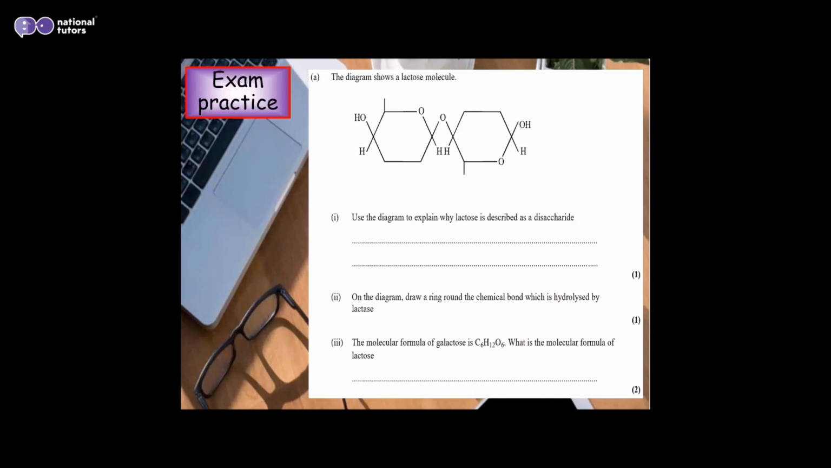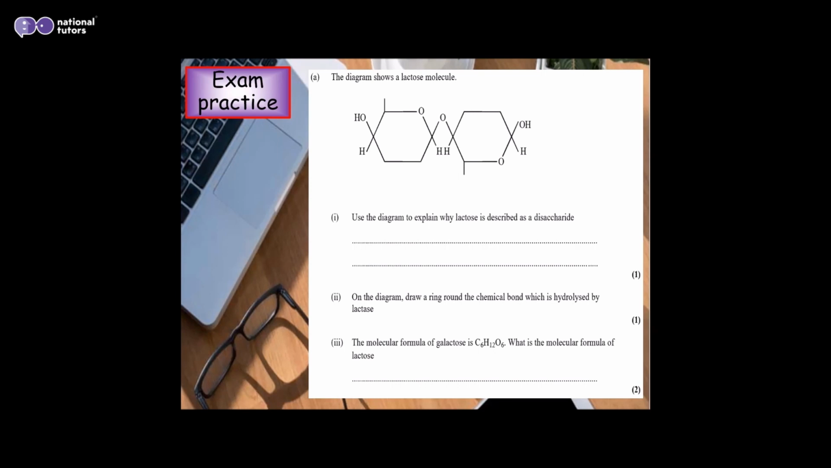You might want to sketch the top one or just write down where it says. So, use the diagram to explain why lactose is described as a disaccharide. That's the first mark. It's only a 1 marker. On the diagram, draw a ring round the chemical bond where it's hydrolyzed by lactase, which is the enzyme that breaks down lactose, and the molecular formula for it is C6H12O6.